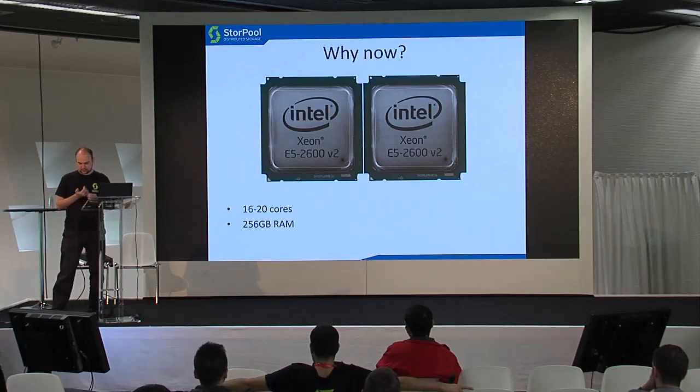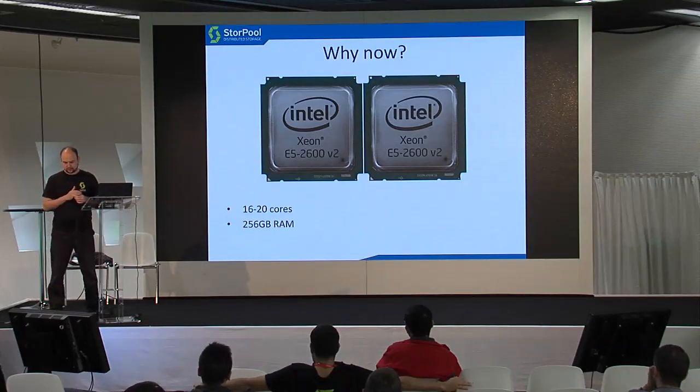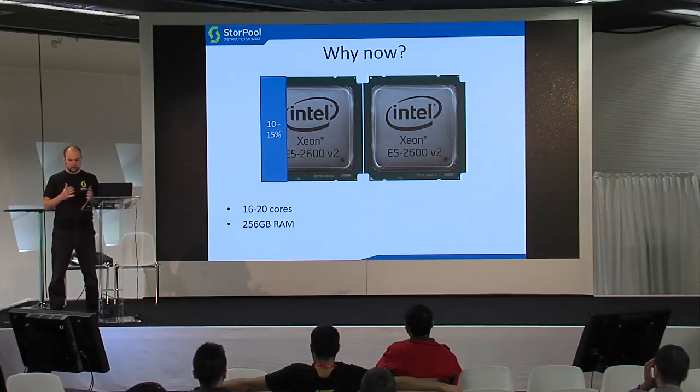The other market trend is multi-core CPUs. The typical hypervisor server today has 20 cores, 256 gigabytes of RAM. And a good software-defined storage solution would take, say, one, maybe two CPU cores out of that, and will leave the other 18 cores for your virtual machines, right?